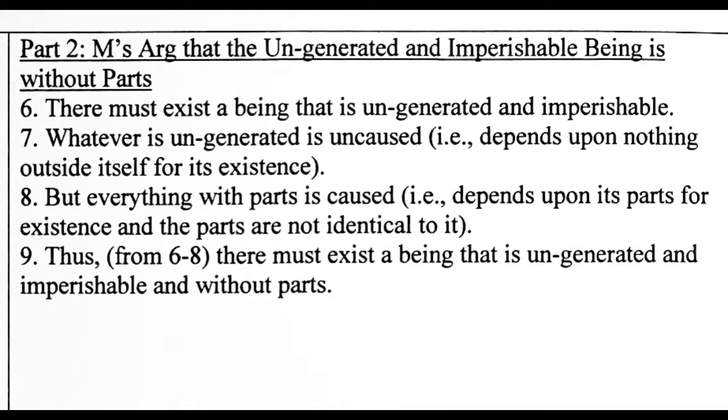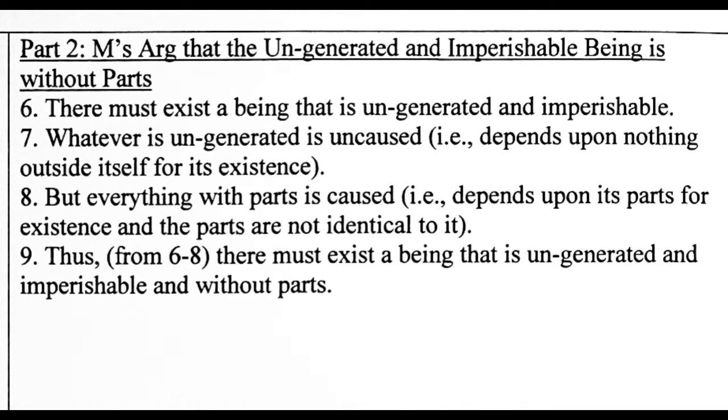So part two of Maimonides' argument for the existence of God, and this is going to be an argument that the ungenerated and imperishable being he proved to exist in part one is a being that is itself without parts, or is non-compound, or is simple. So premise six, this is the conclusion of part one of the argument. There must exist a being that is ungenerated and imperishable. Seven, whatever is ungenerated is uncaused. That's to say, it depends on nothing outside of itself for its existence. Eight, but everything with parts is caused. That's to say, it depends upon its parts for its existence, and the parts are not identical to it.